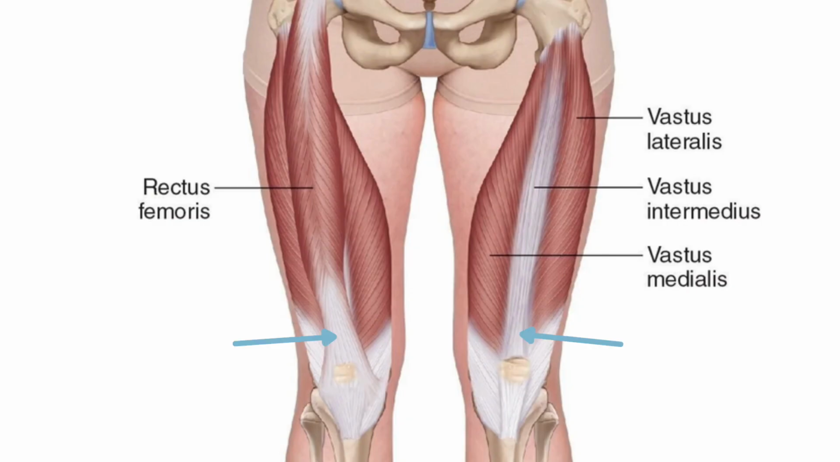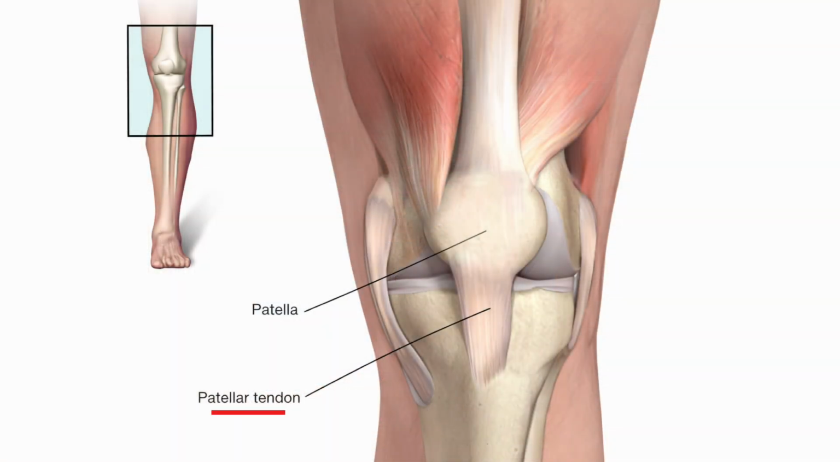Just above the kneecap, or the patella, is the formation of those four muscles to create the quadriceps tendon. As that tendon rolls over the kneecap, it turns into the patellar tendon, which attaches to the tibia, or the shin bone. The activation of the quadriceps is what causes the straightening of the knee.